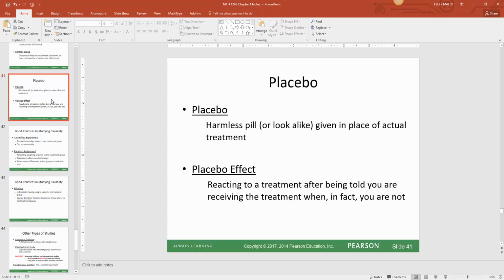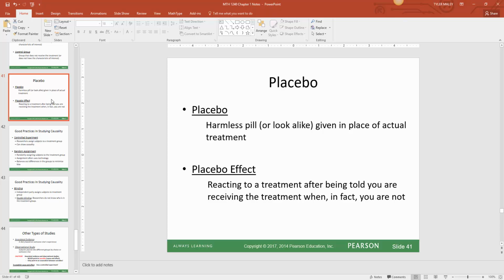So then also talk about a placebo, right? So a placebo is a harmless pill or lookalike given in place of actual treatment, right? So for example, let's say you're giving some medicine in some study to see, does this medicine help improve ADHD, for example, right? So you don't want one group to know what group they're in, right? Or you don't want them to think one group is being treated differently than another group, right? That can hurt your study.